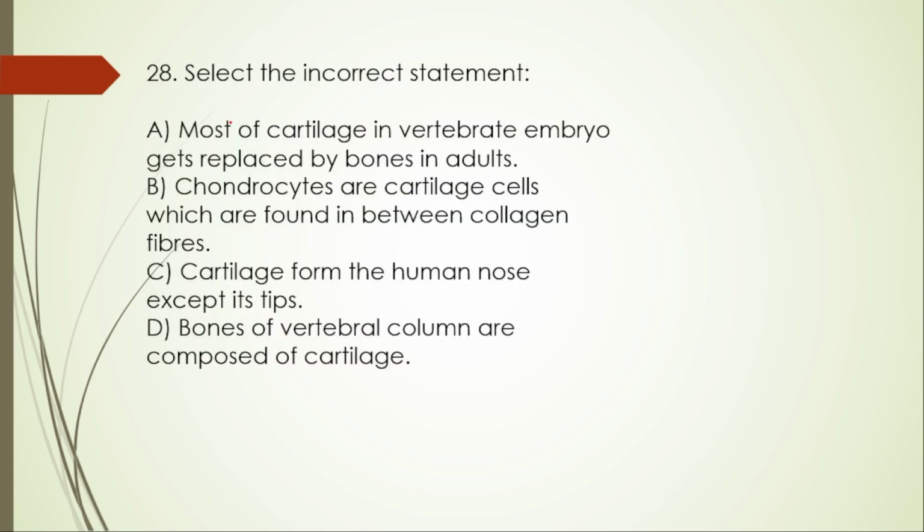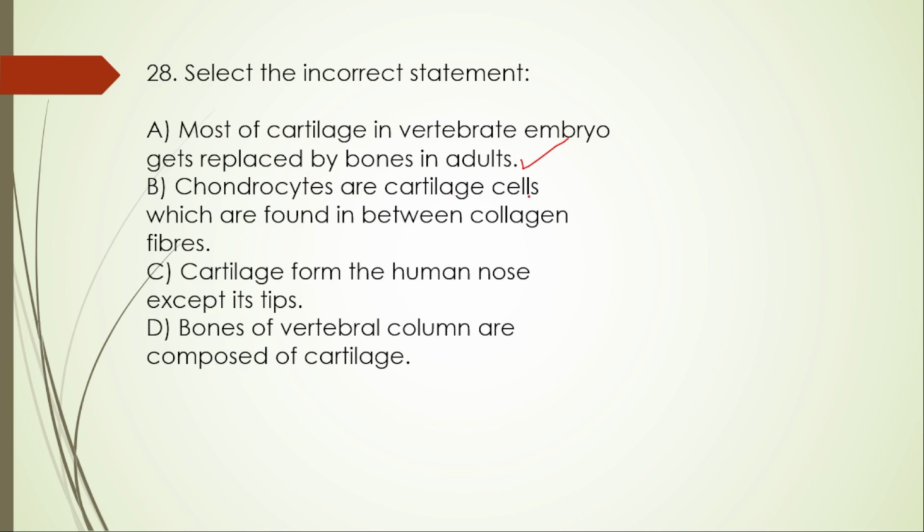28. Select the incorrect statement. Among the following, select the incorrect one. Option A: most of the cartilage in vertebrate embryo gets replaced by bones in adults. Yes, this is correct. During embryonic development, much of the skeleton is initially made of cartilage, especially hyaline cartilage. As the organism grows into an adult, this cartilage is replaced by bone through a process called ossification. So the first one is correct.